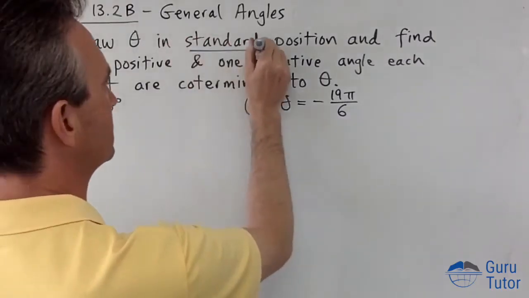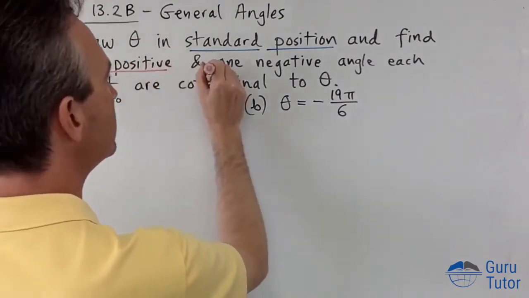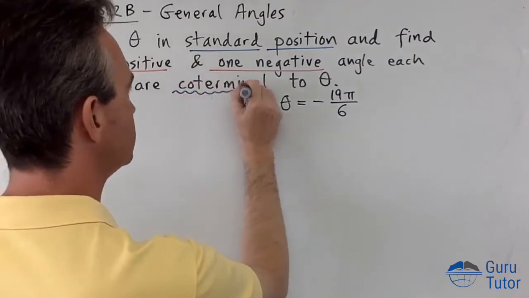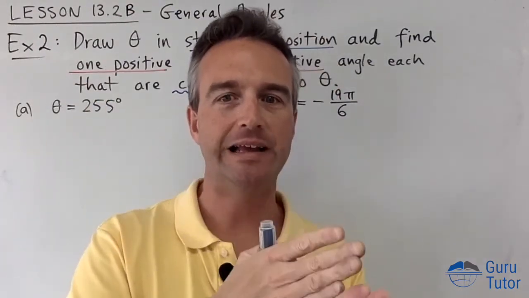Draw theta in standard position, and then we're going to take it a bit further. We're going to find one positive and one negative angle each that are coterminal to theta. So what does coterminal mean? Coterminal means that the two angles land at the same place.